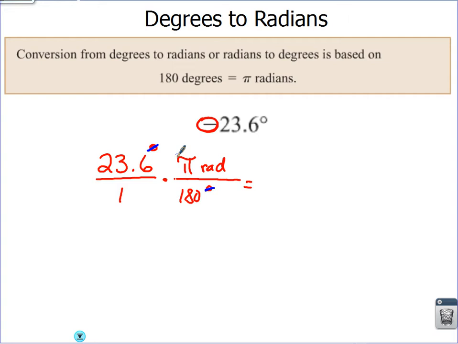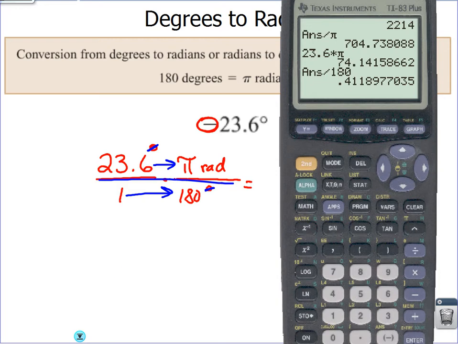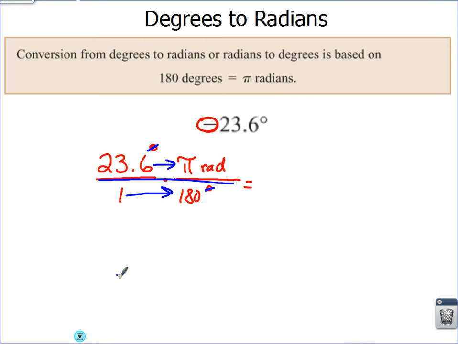So we now have 23.6 times pi on top. We're going to take our answer and we're going to divide it by 180 degrees. So just type it in. 23.6 times pi. And then divide by 180. About 0.411. We'll call it 0.4119. Question.